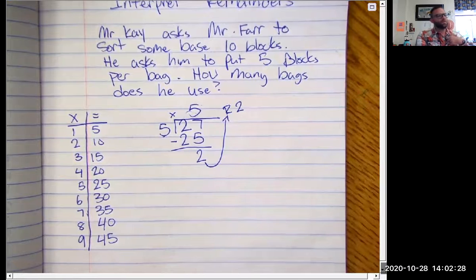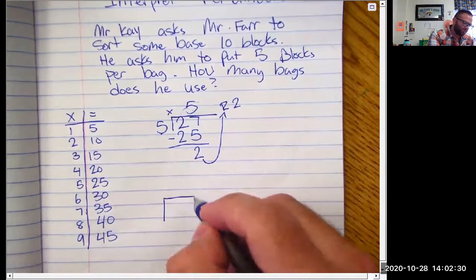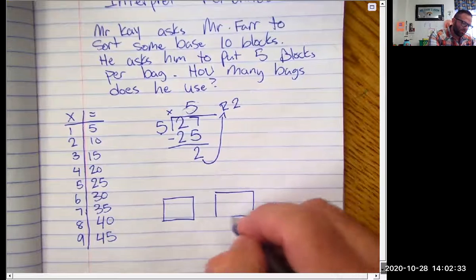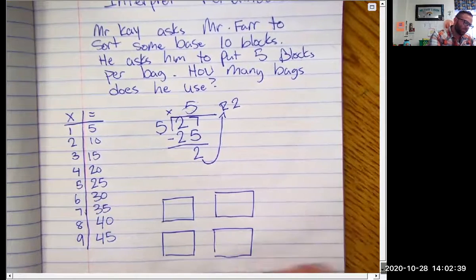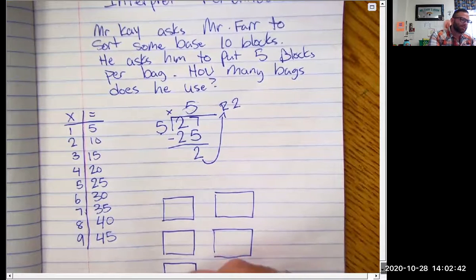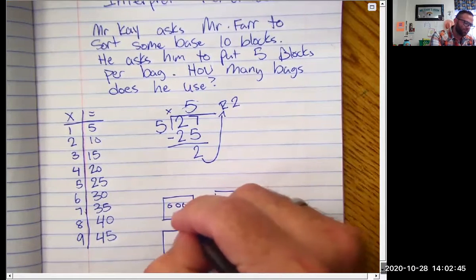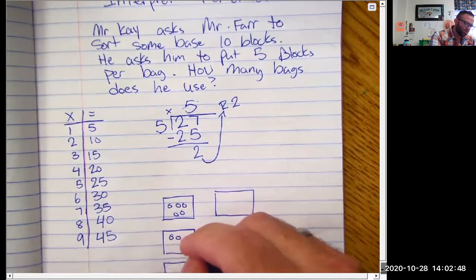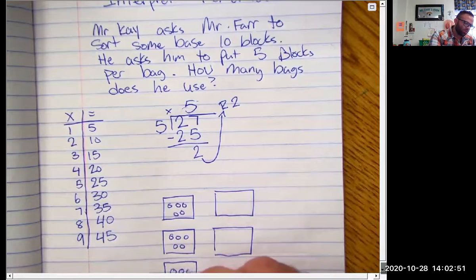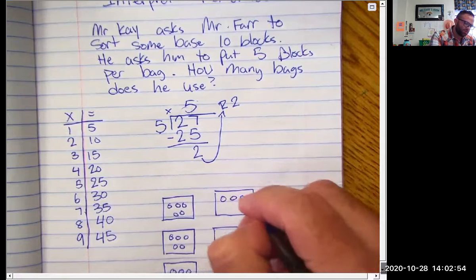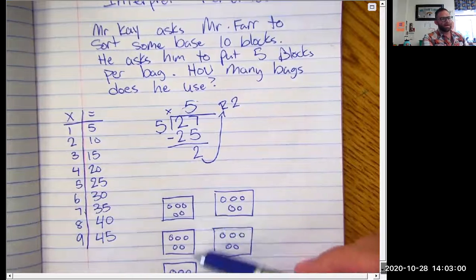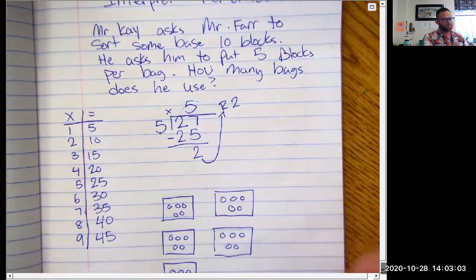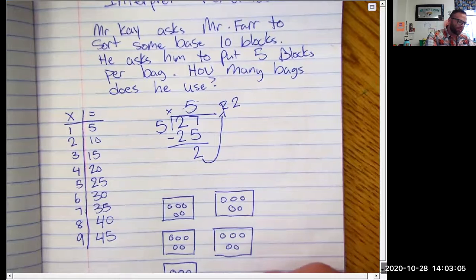Now, what this essentially is saying is this. Here's my 5 bags, okay? That's saying that I have 5 unit cubes in each bag. 1, 2, 3, 4, 5. Okay. Now I have 5 bags and each bag is filled with 5 unit cubes. Now the problem is I have 2 unit cubes that are not in a bag.